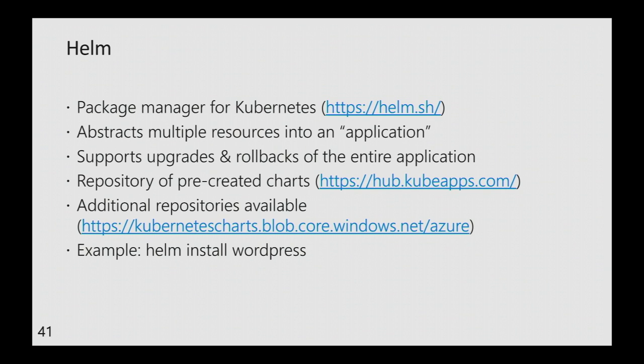So there is a repository of pre-created charts that exists. So I used WordPress as an example. You can actually type helm install wordpress, and WordPress will be running in your cluster with its own MySQL and all of that, and you had to do nothing but type a single command. So we can really think about it like a package manager. We also have some that are Azure specific. So Azure's WordPress will deploy managed WordPress or managed MySQL for you as part of the install. Okay.